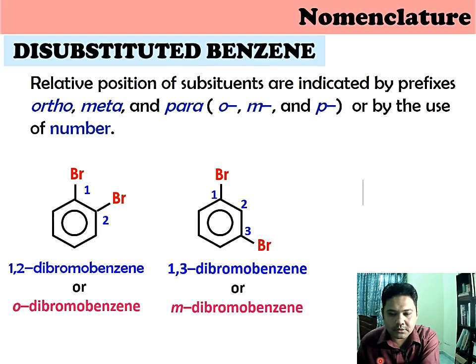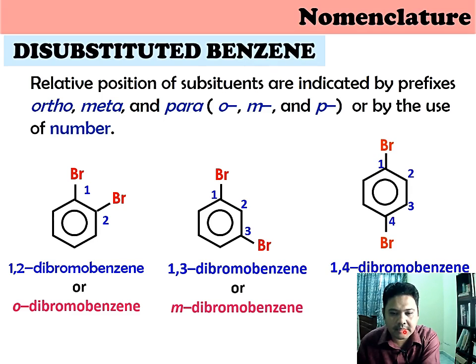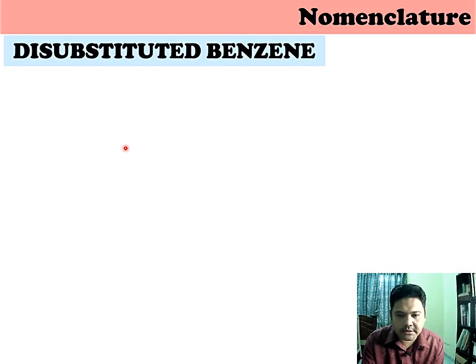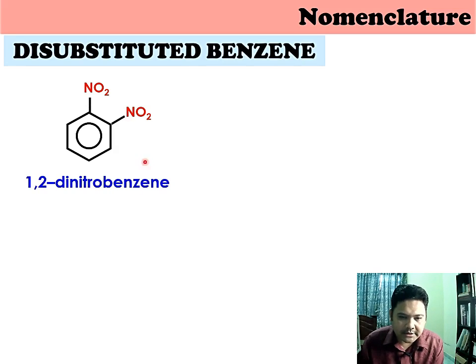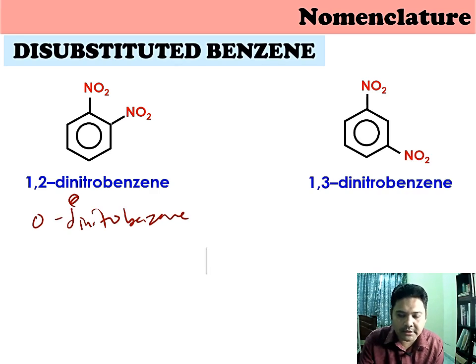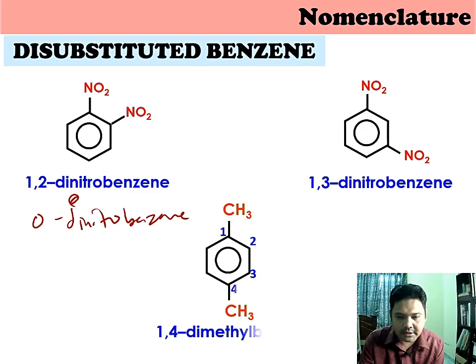and also 1,4 is para. So ortho, meta, para are the prefixes that we use to indicate the positions. Same for the nitro group: 1,2-dinitrobenzene we can also indicate as ortho-dinitrobenzene. 1,3 is meta and 1,4 is para.